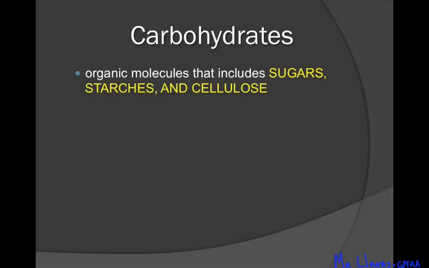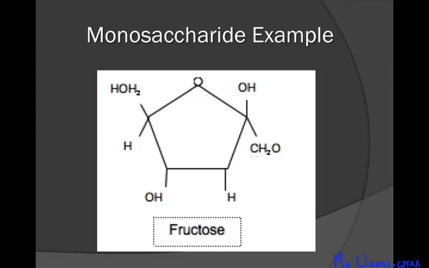We said starches are long carbohydrates. Cellulose is involved in the formation of plant cell walls. Sugars, especially glucose, is what's made during photosynthesis, and it's what we use to make ATP. Remember that. Carbohydrates are also classified depending on how many molecules are in the carbohydrates.